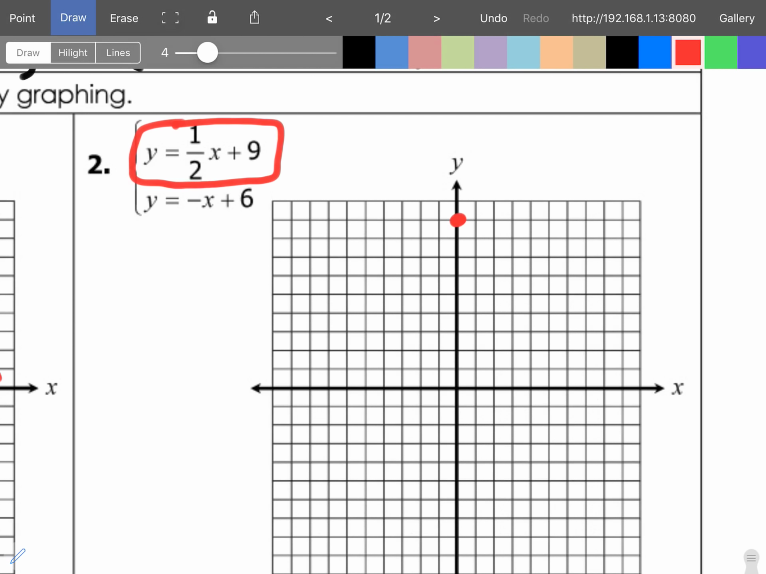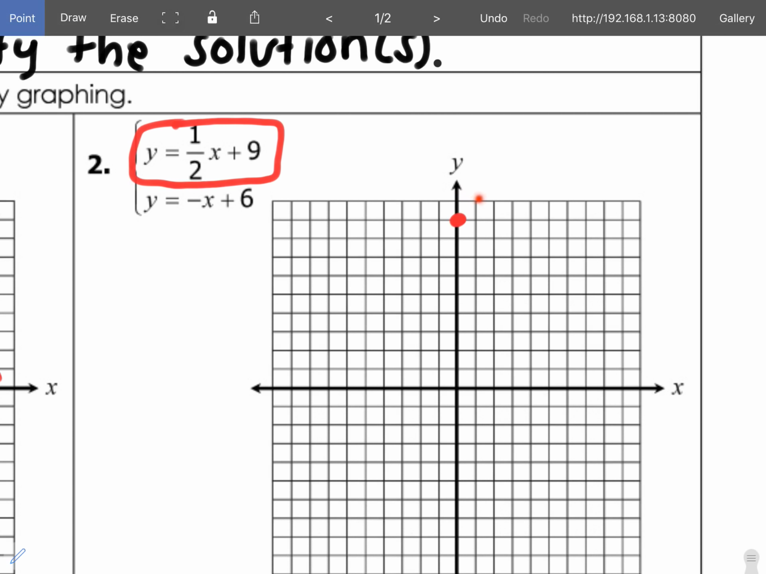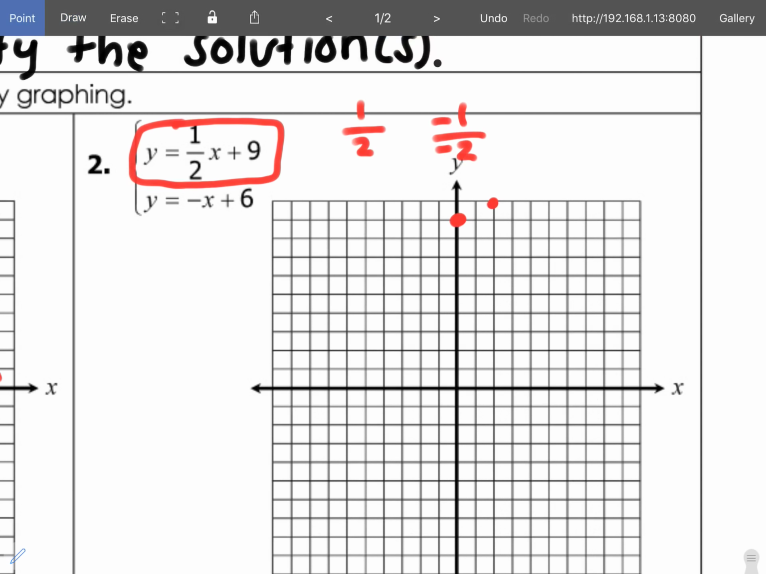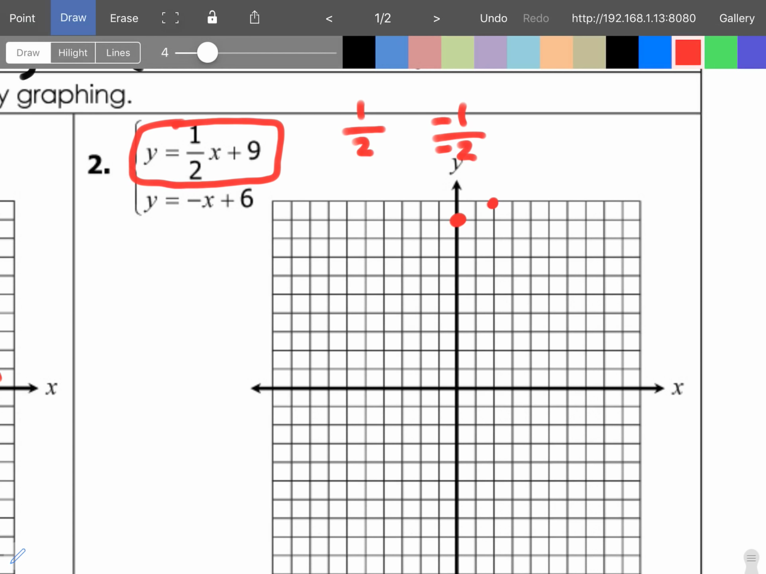Then from there, my slope is 1/2. So I'm going to go up 1, rise 1, run 2. Now if I continue to go up, I'm going to go off my graph. So remember, we can go rise 1, run 2, or rise -1, run -2. So rise -1, run -2. Because -1 over -2 is still positive. It's still a positive 1/2.